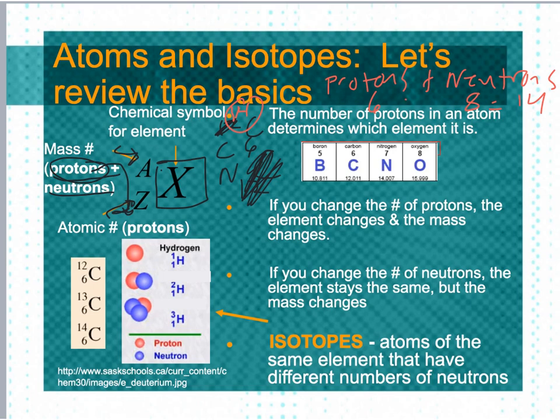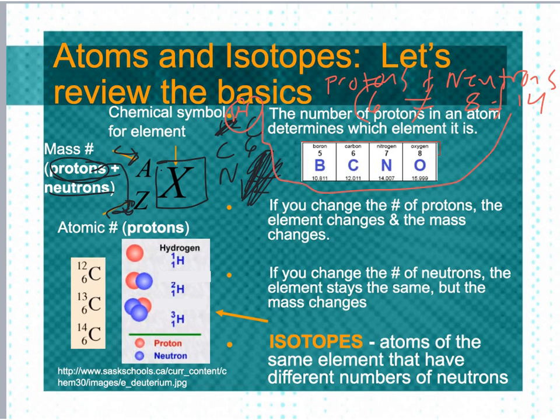And because these numbers are not equal, we have an isotope. So whenever these numbers are not equal, it's not a stable element, and we call it an isotope. The number of neutrons is different than the number of protons. So hopefully you guys wrote all this down. I don't need to spend too much time going over it.